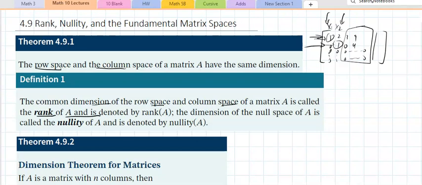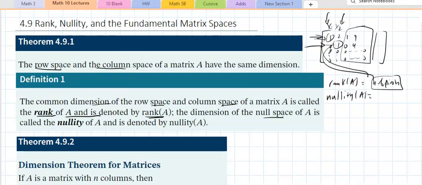So the rank of A is normally dependent on the number of pivots when you reduce the matrix to echelon form or reduced echelon form, and we label it as rank of A. Then the dimension of the null space. Now remember what the null space is. They call it nullity of A, or null of A.